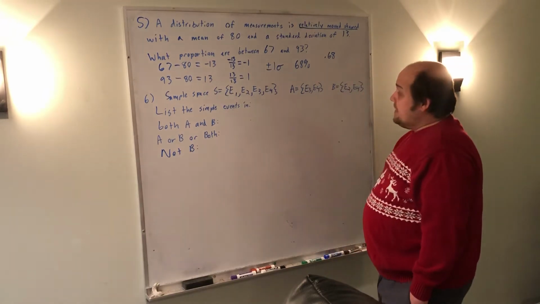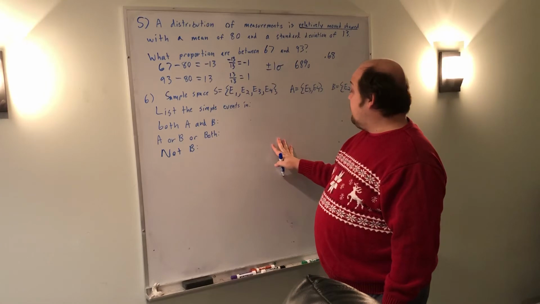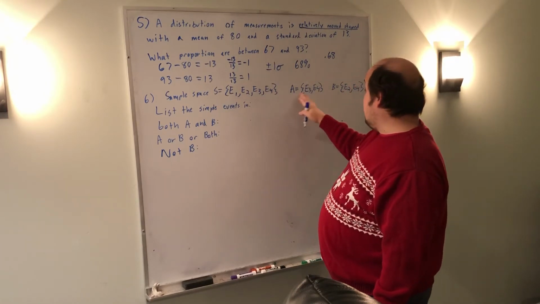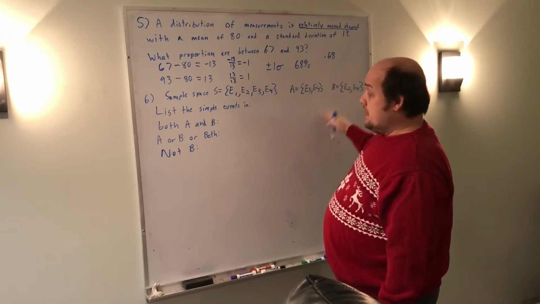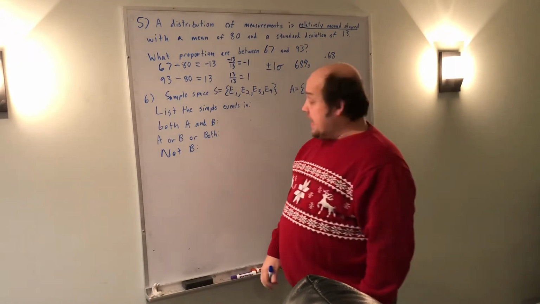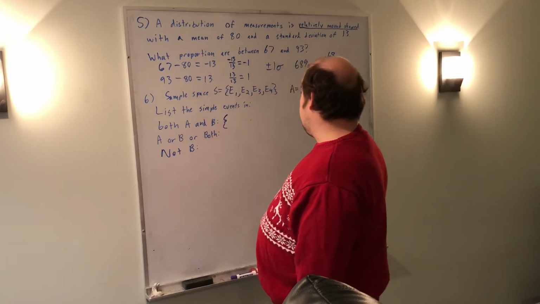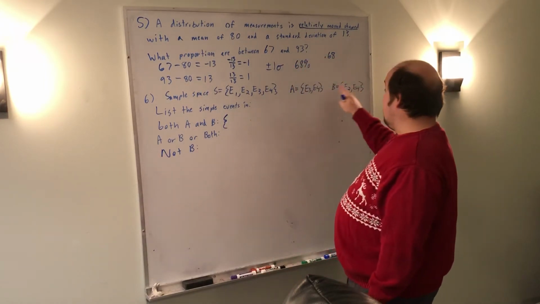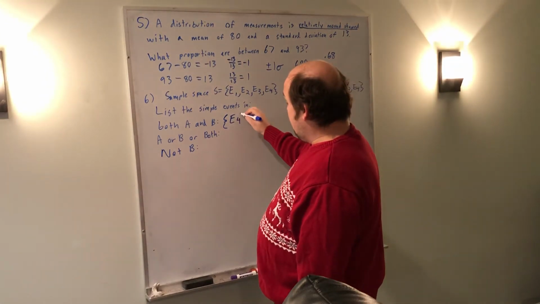Question 6 gives me a sample space. There's 4 possible events, E1, E2, E3, E4. We know that in A is E3 and E4. We know that in B is E2 and E4. They asked me to list which events count in both A and B. Things that are in both A and B are only E4. That's the only overlap, so the set would just be E4.